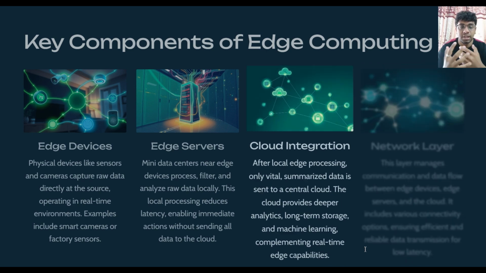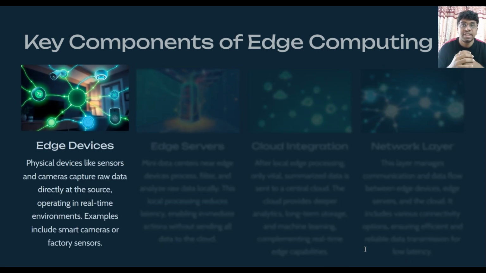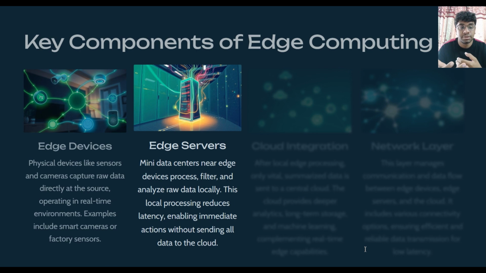Now I'll tell you about edge devices. They are like the eyes and ears of the system. And what do I mean when I say eyes and ears? They are the sensors, cameras, and mobile devices. Now, edge servers. They are the small centers which process information close to where it's created, like I told you earlier, like in a hospital or a small factory where the data centers are located.